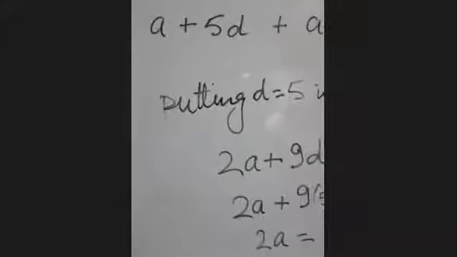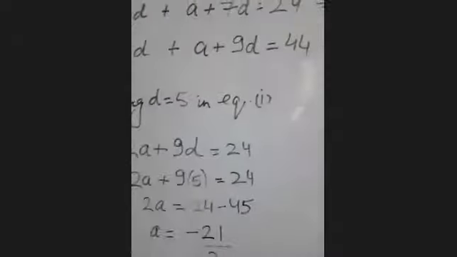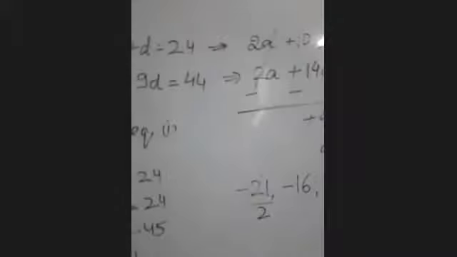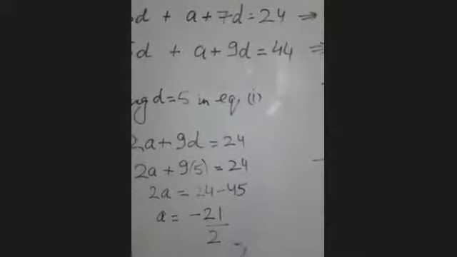You're right. So A, is it 21 by 2? No sir. Then, sir, it should be 10D instead of 9D here. 10D, yes.